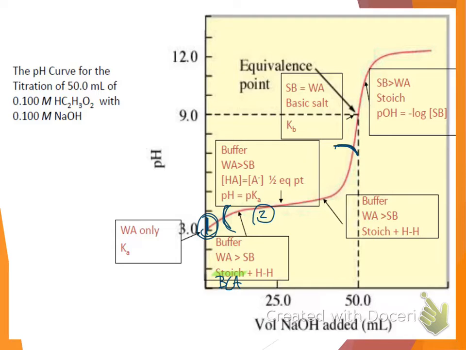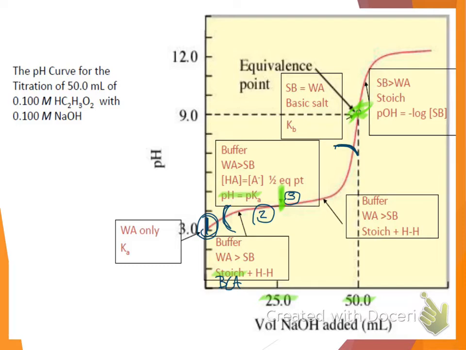The third point is going to be at that half equivalence point. So we can see here that our equivalence point is at 50 milliliters. So our half equivalence point is 25 milliliters there. Again, it's super important to remember that half equivalence point because it's really easy to find the pH. pH equals pKa.